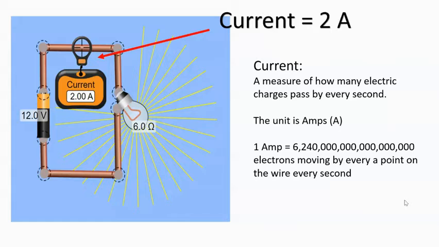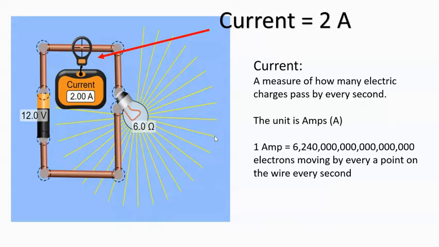Now, contrary to popular belief, the electrons do not just go around in a circle really fast. They actually move fairly slowly. The current is measured not by how fast the electrons themselves are moving, but by how many of them are moving by. So if you have a lot of them moving by, even though they're moving slowly, you have a large current.